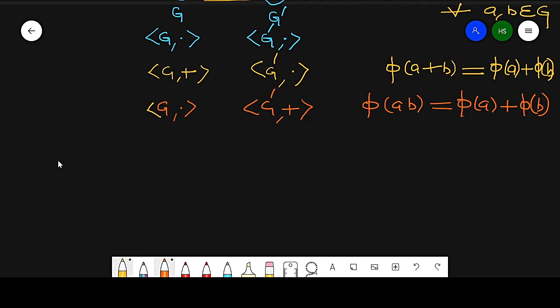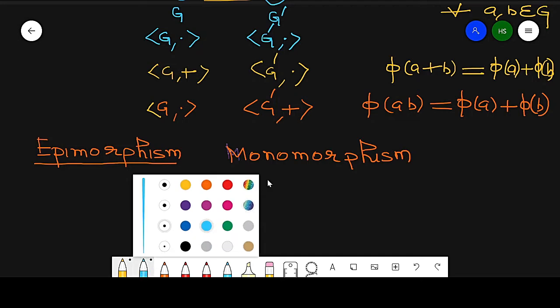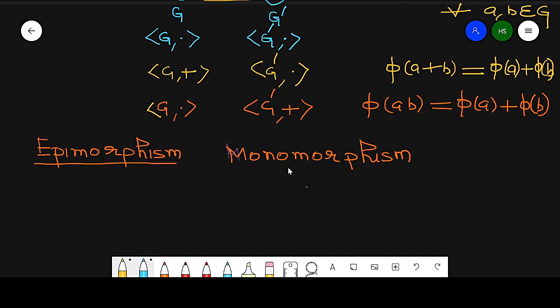If phi is also onto, then it is called an epimorphism. So if it is a homomorphism and onto, this is called an epimorphism. If it is a homomorphism plus it is one-one, then this is called a monomorphism. So in that case it is called monomorphism. It is only monomorphism if it is one-one as well as homomorphism.